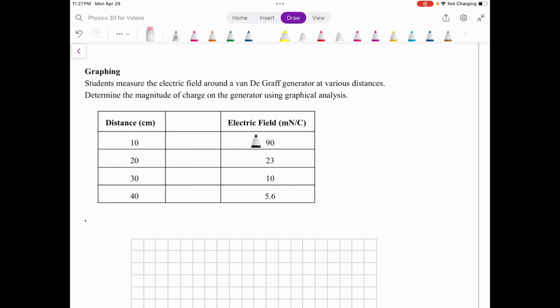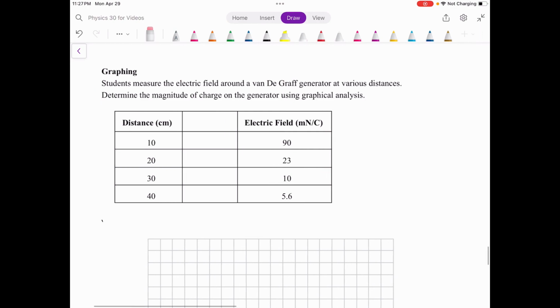All right, and so the last thing we're going to talk about here is graphing this electric field equation, these relationships, and how to analyze those graphs. That goes hand in hand with graphing anything. We often want to analyze those graphs to get information out of them. It tells us that students measure the electric field around a Van de Graaff generator at various distances. Again, a Van de Graaff generator is just a way to build up a lot of charge.